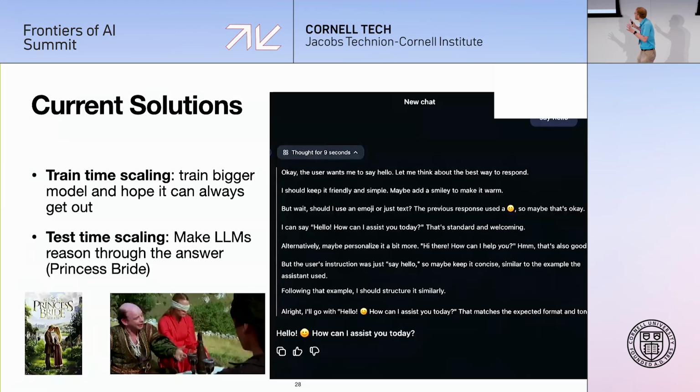Okay, the user wants me to say hello. Let me think about the best way to respond. I should keep it friendly and simple. Maybe add a smiley to make it warm. But wait, should I use an emoji or just text? The previous response used a smiley and so on, blah, blah, blah. It's like a middle school kid talking to their crush for the first time, right? Totally overthinking, really, really nervous, right? And at the end it ends up saying, hello, smiley, how can I assist you today?